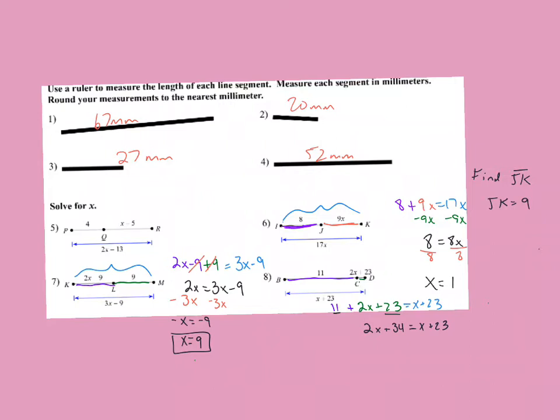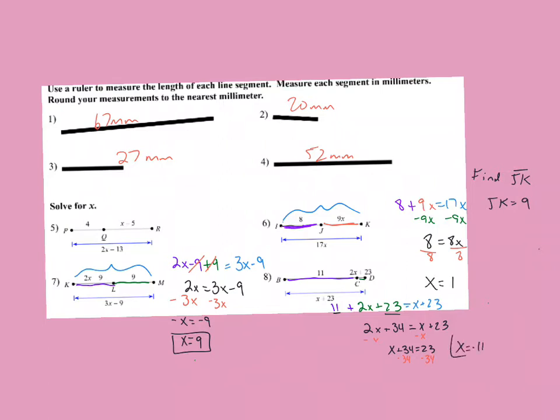I'm going to subtract x from both sides, because I want all my x's on the same side. I'm sorry, I totally messed it up. I get x plus 34 equals 23. Then I'm going to subtract 34 from both sides because I want the x by itself. So I end up with x equals negative 11.